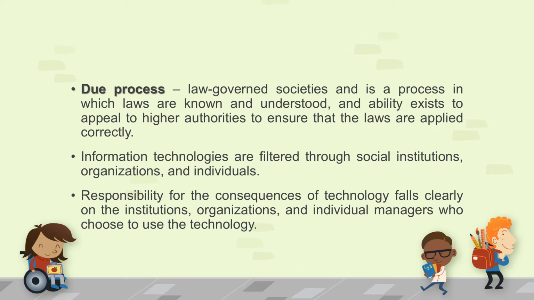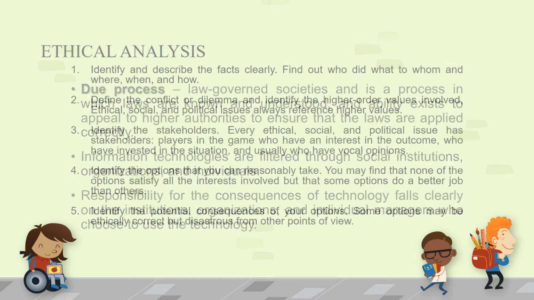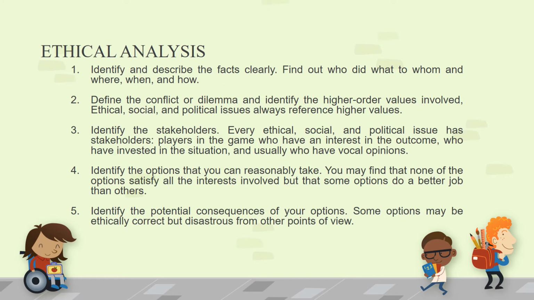Third, in an ethical, political society, individuals and others can recover damages done to them through a set of laws characterized by due process. Ethical analysis: there are 5 steps. First is to identify and describe the facts clearly. Find out who did what to whom, and where, and when, and how.